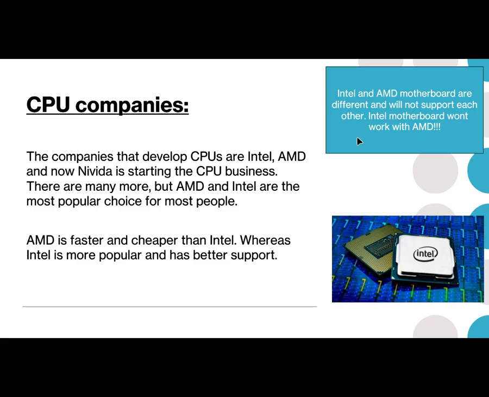So the CPU companies that make processors are Intel, AMD, and now Nvidia is starting to make their own CPUs. But the most popular companies that make CPUs are Intel and AMD. AMD is faster and cheaper than Intel, whereas Intel is more popular and has better support. Intel and AMD motherboards are different and will not support each other. Intel motherboards won't work with AMD.